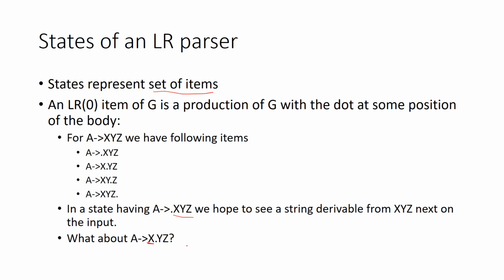And always for the starting symbol, we say S dash derives S, assuming that S is the starting symbol. This we call the kernel item or the initial item. The kernel items are the initial item plus all items whose dots are not at the beginning.